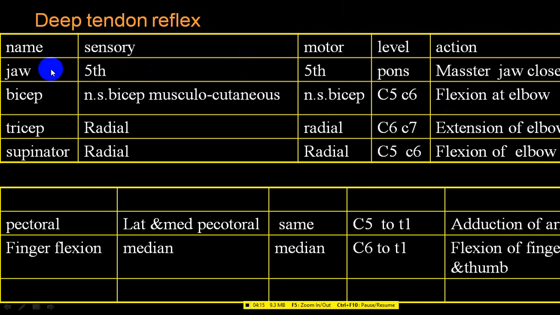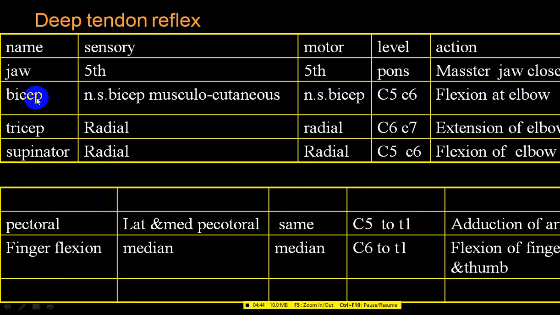The fifth cranial nerve is responsible for the jaw jerk. Sensory is fifth, motor is fifth. The muscles involved are the masseters, the two masseter muscles on the two sides. Then we elicit the biceps, triceps and supinator in the upper limb. By and large, the pectoral reflex is rarely elicited. Finger flexion is also not commonly elicited.